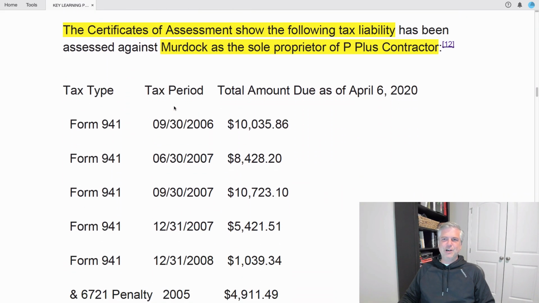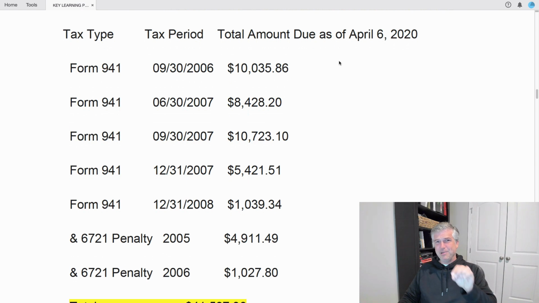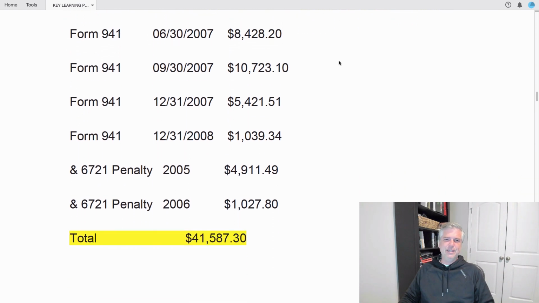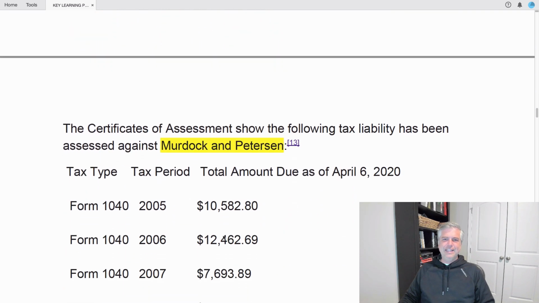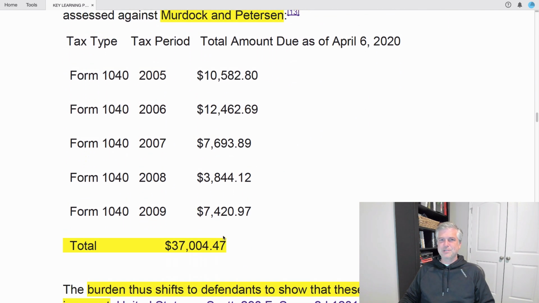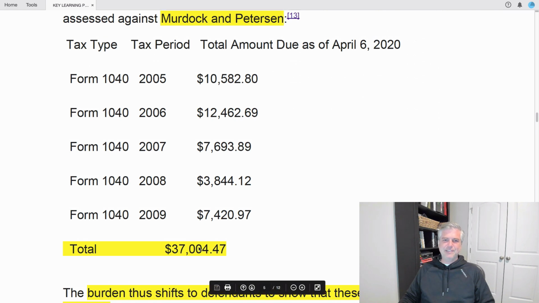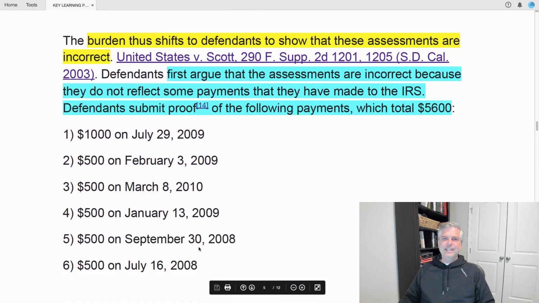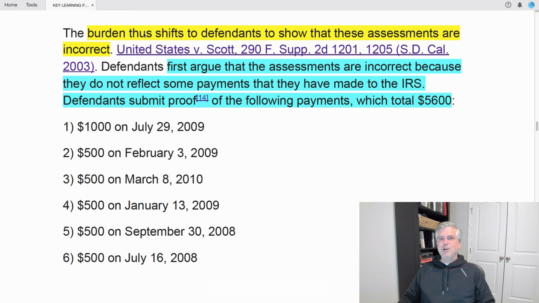So first we start off with, we'll just call them basically payroll taxes. This person was the sole proprietor of this contractor, and so all these taxes are going to be imposed against this individual personally. And you can see there's also penalty. So it's $41,000. And then we have just the personal tax returns, and those add up to $37,000. And the judge says, look, the burden now shifts to the defendants, the taxpayers, to show those assessments are wrong.